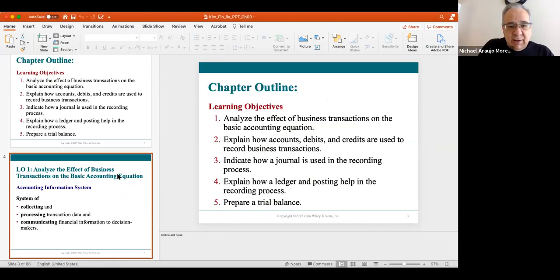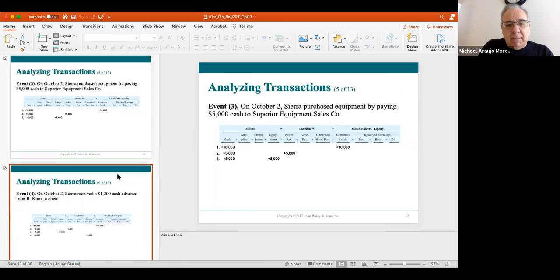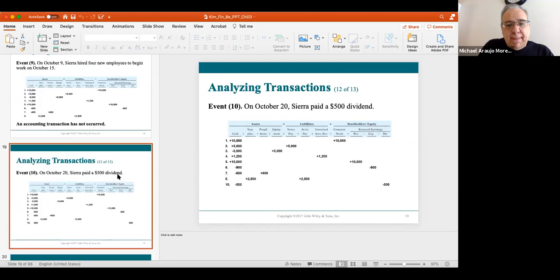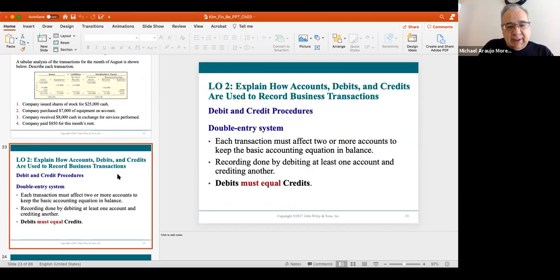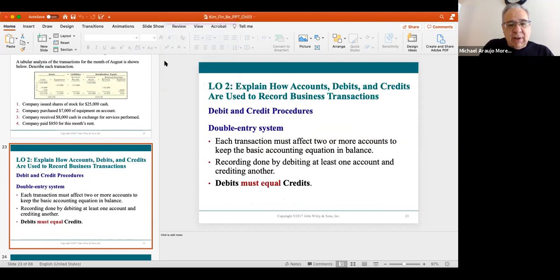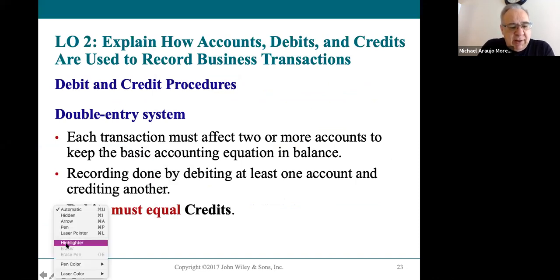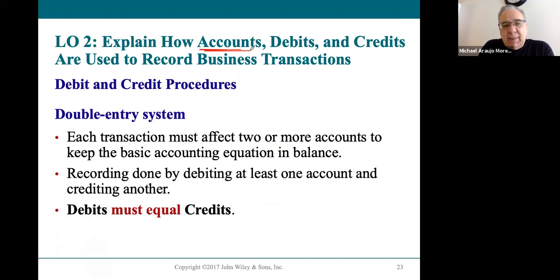It'd be nice if I got to the right place here. Okay, so we're going to come back to all that stuff in Objective 1 because I'm going to have you read it a little bit. All right, so what you have to know here is that accounts have two sides: a debit side, which is the left side of an account, and the credit side, which is the right side of an account. All accounts are structured with two sides.